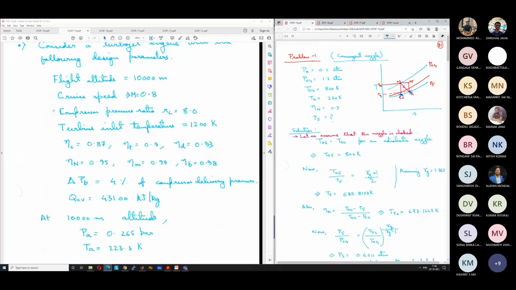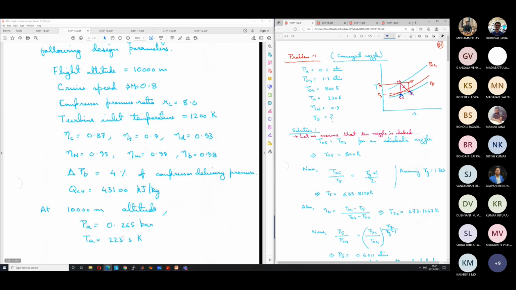So these are our design parameters. It is also given helpfully that at 10,000 meter altitude, the atmospheric pressure is 0.265 bar and the atmospheric temperature is 223 Kelvin. Otherwise we have to find it using a chart. 223 Kelvin means minus 50 degrees centigrade, which is also a realistic value. Around the cruise altitude, the temperature is around minus 40, minus 50 degrees centigrade. The outside temperature is very cold. We do not feel it while sitting within an aircraft, but the outside temperature is around minus 50 degrees centigrade.